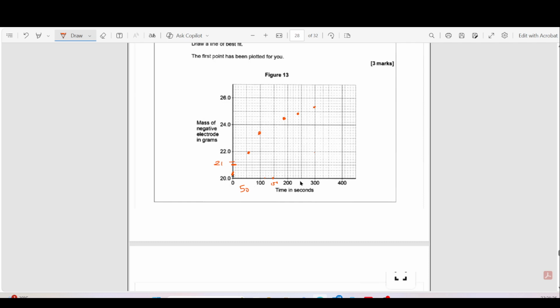And then 360, this is 350, so this is 360. And 25.2 will be, this is 25, so this will be somewhere here. Basically, draw the line of best fit.